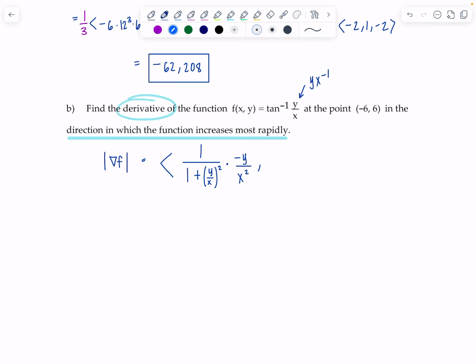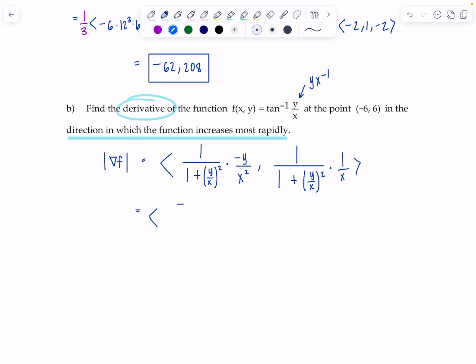Okay, and then same thing, but we're doing the derivative with respect to y. So it starts off the same, 1 over 1 plus (y over x) squared, but then the derivative with respect to y of y over x is just 1 over x this time. Are you with me? Okay.